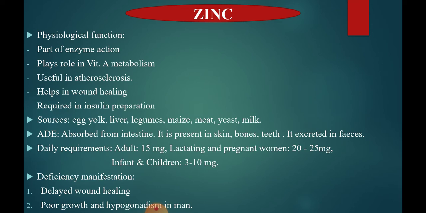Sources of zinc are liver, legumes, milk, maize, meat, yeast, and egg. In the absorption, distribution, and excretion pattern for zinc, the human adult body contains about 1 to 2 gram of zinc. A fifth part of it is present in skin, bones, teeth, spermatozoa, prostate, etc. Readily absorbed from the intestine, pancreatic juice is rich in zinc. Zinc is excreted mainly in feces.